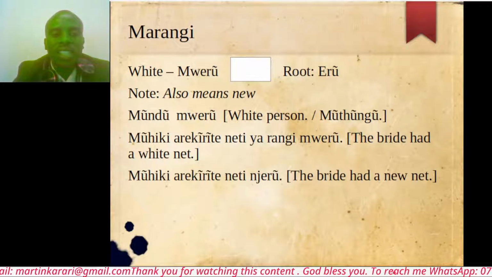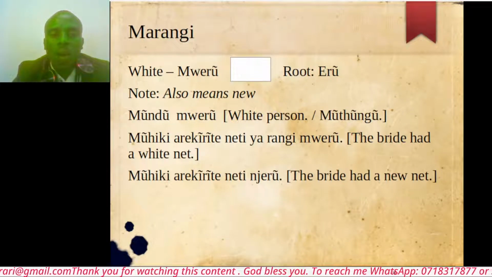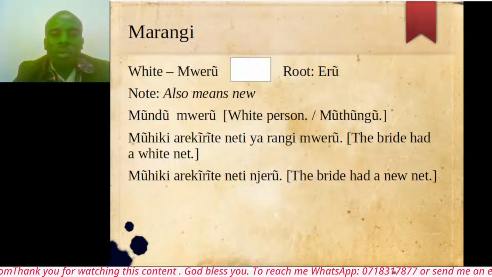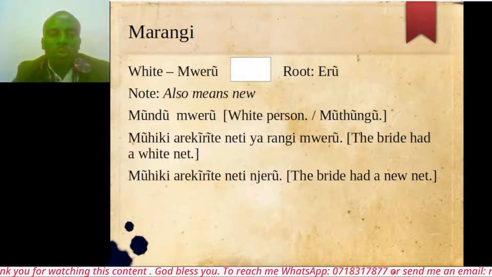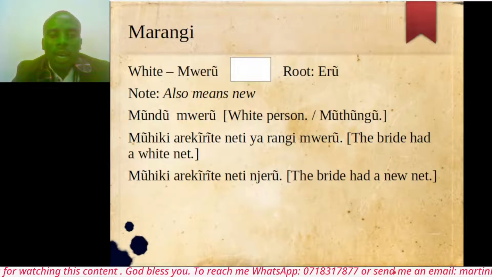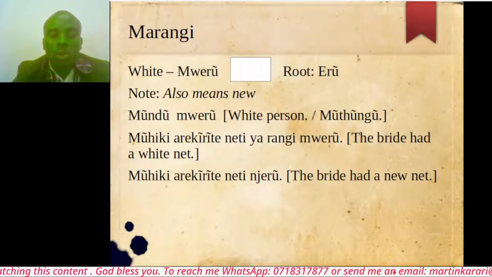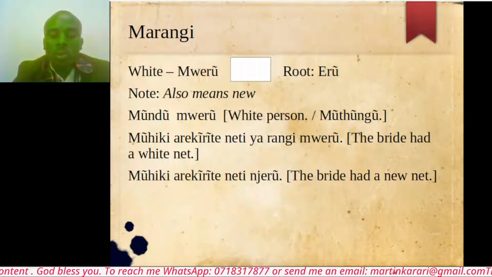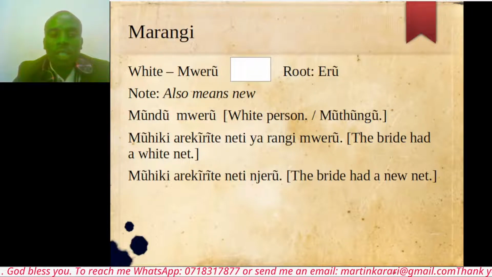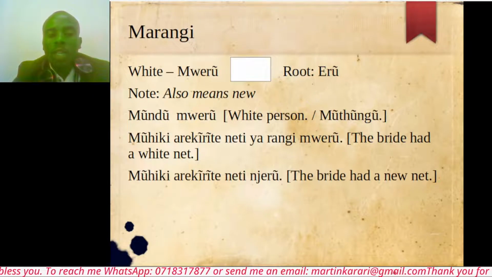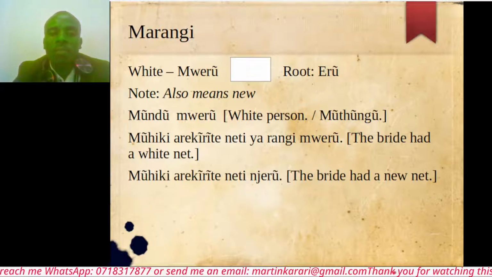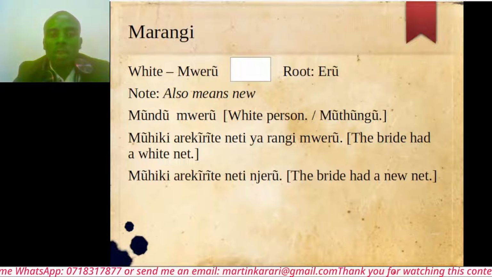And the last color is white. In Kikuyu, ne ragi muero. Ragi is color. Ragi muero, from the root ero. This name muero also means new in Kikuyu. So you have to get the difference when you are using it as a color name, or when you want to describe something as new, because you use the same word, the same root and all that.